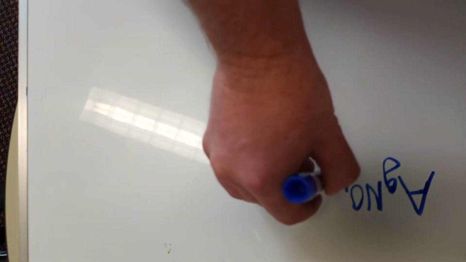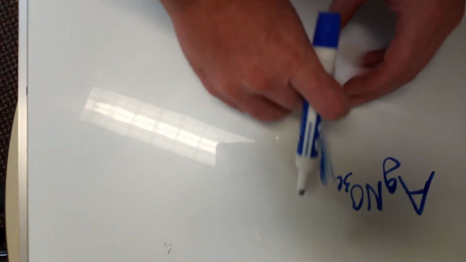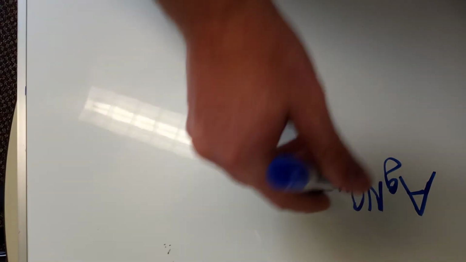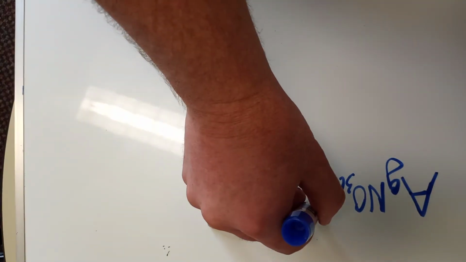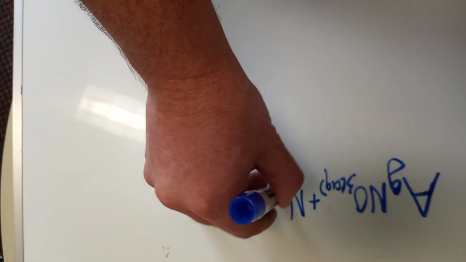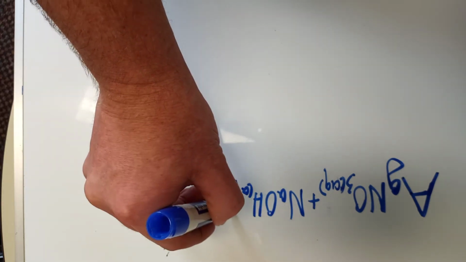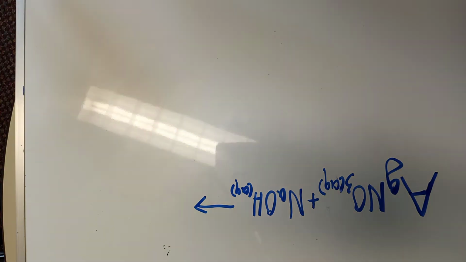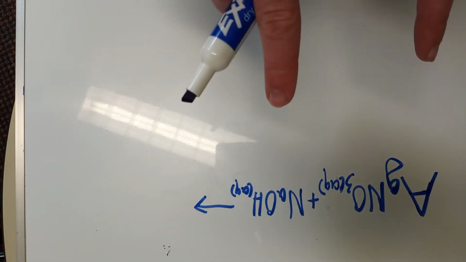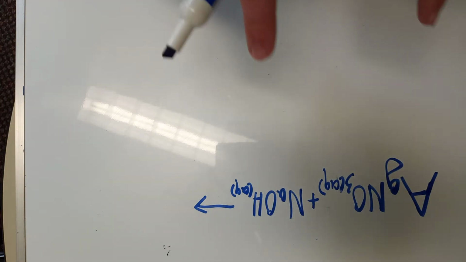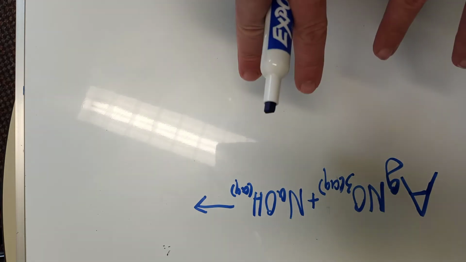aqueous. There we go. And let's say I react it with sodium hydroxide, NaOH, and it's also aqueous. Sorry, I couldn't round up the chemicals to actually do this one to show you, but let's say I have those 2 reactants. Notice they're both aqueous, which means when we rewrite this in a second, we're going to split everything up.